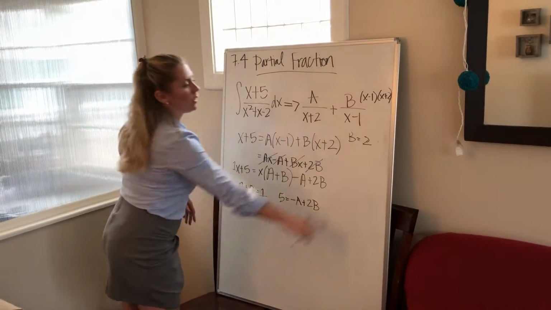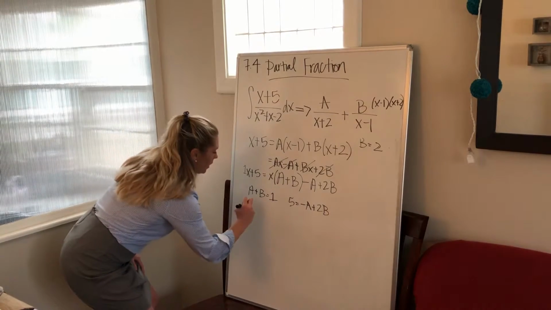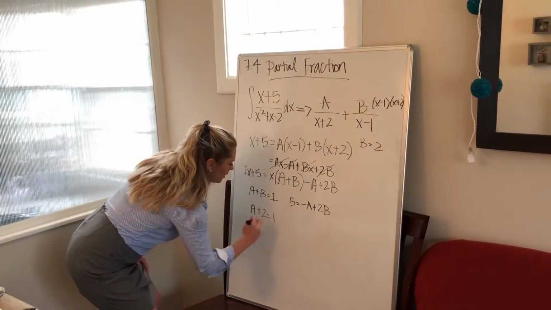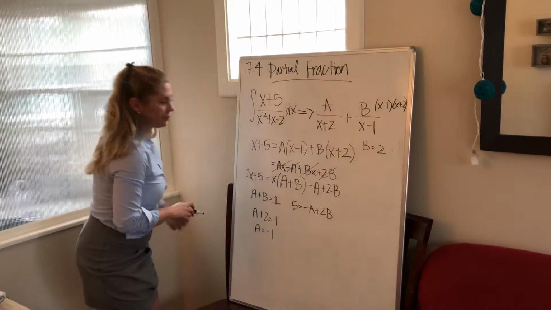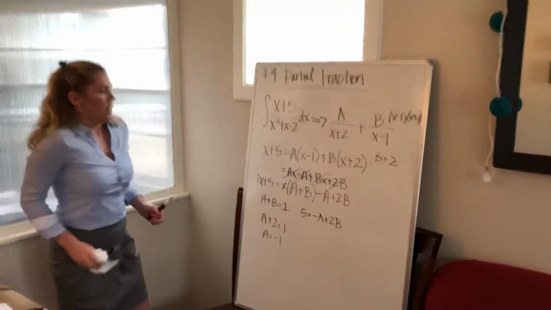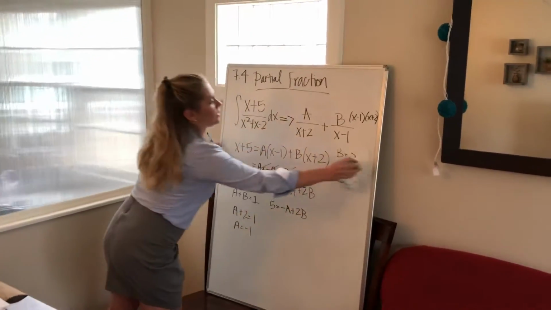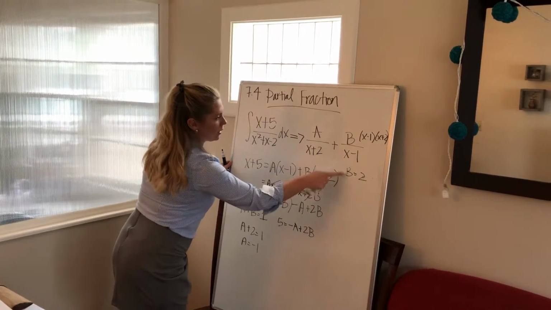Since we already found our b, 2, it's not the best 2, but it's a 2, we've got a plus 2 equals 1, and I solve that, and I get a equals negative 1. So, I'm going to erase this, remember it. I'm going to go back. So my a is negative 1, my b is 2.